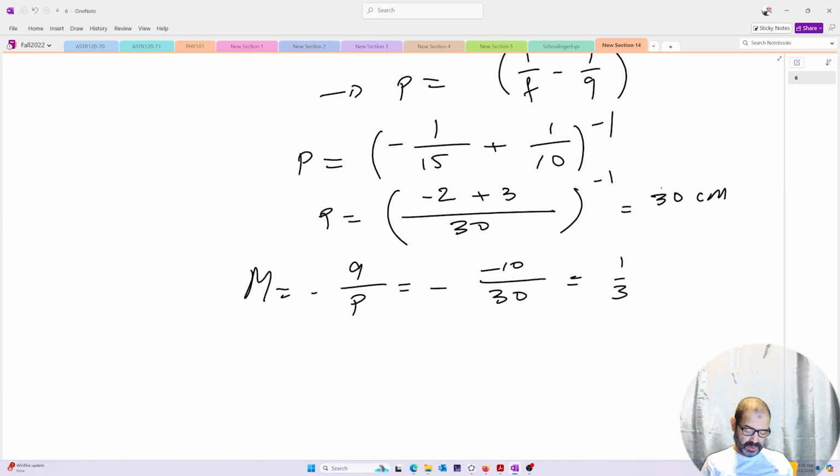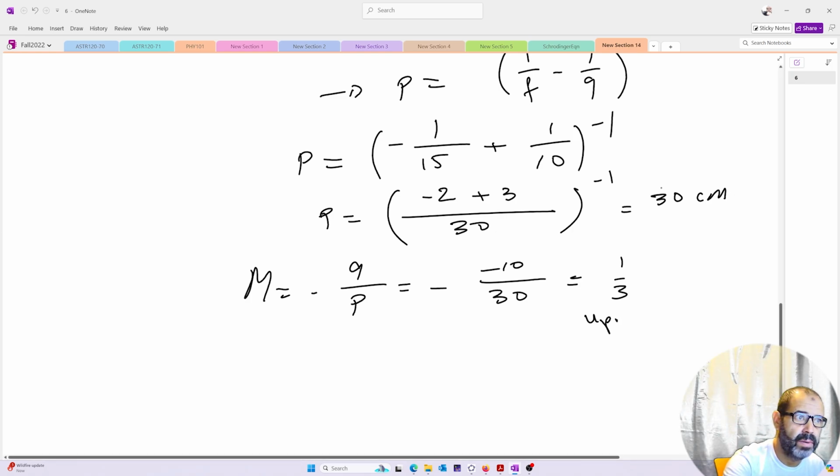I know they don't ask in this problem, but just in case if they do ask, is the image upright or inverted? In this case, M is positive, therefore it's erect or upright.